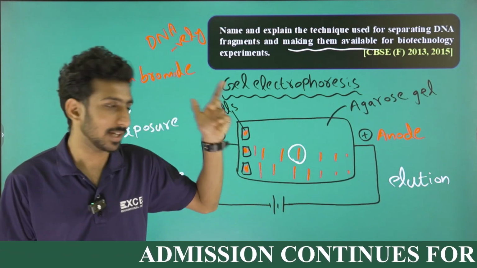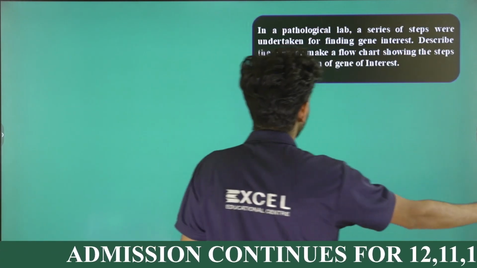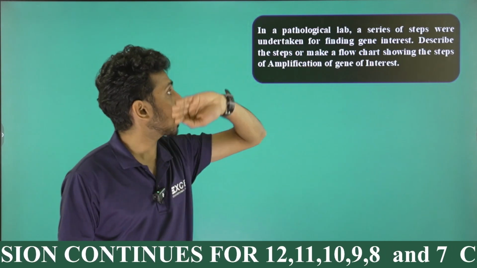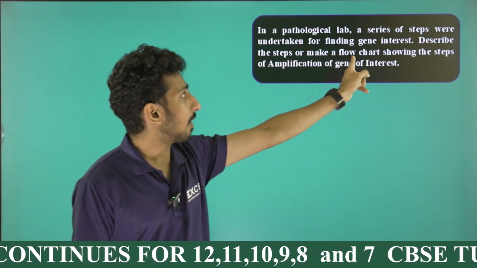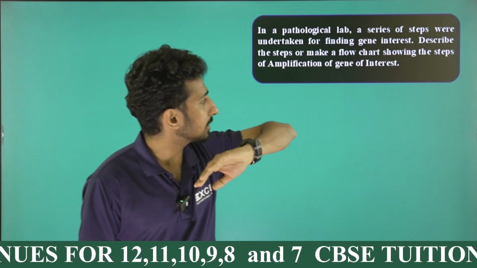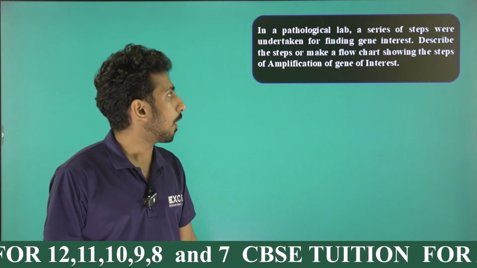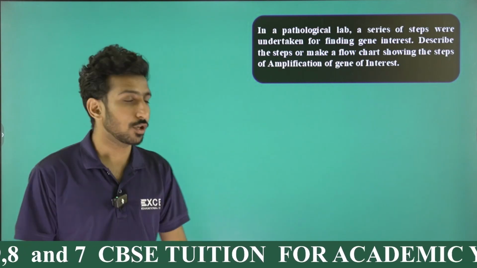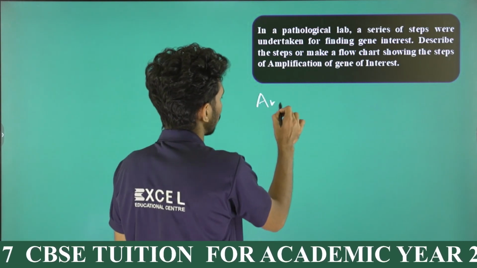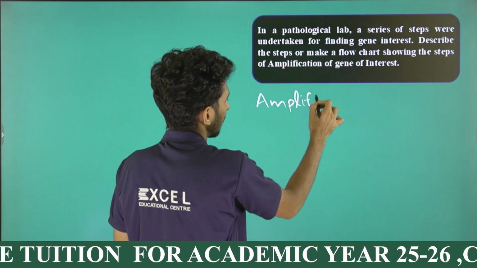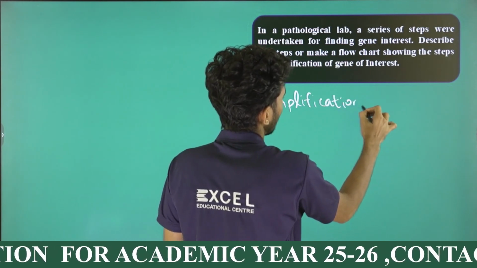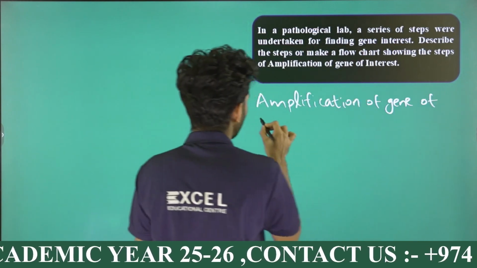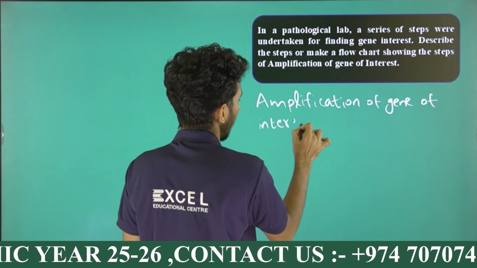Got it? Okay. Now listen, in a pathological lab, a series of steps were undertaken for finding the gene of interest. Describe the steps or make a flow chart showing the steps of amplification of the gene of interest. Okay, amplification of the gene of interest.